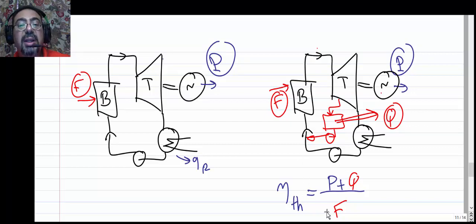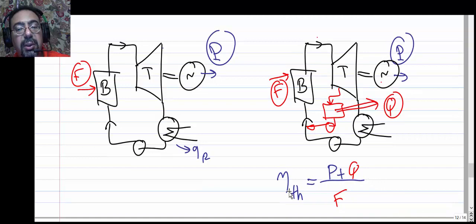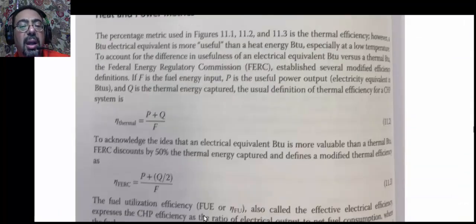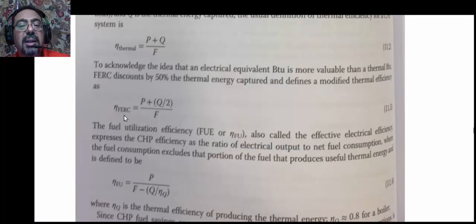So if I ask what's the thermal efficiency of this power plant, you would say output over input, P plus Q over F. That would make sense, but they don't do this. Although this is the thermal efficiency of the plant, we are building this to get those two outputs, and we are paying for the natural gas we are burning over here. So rather than using this, they use the definition from the Federal Energy Regulatory Commission for combined efficiency. So the FERC efficiency, eta FERC.